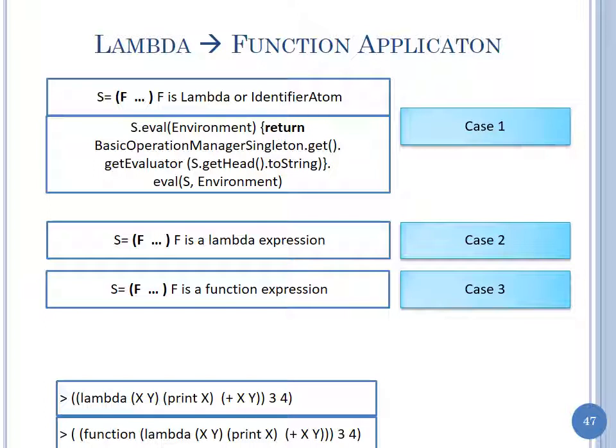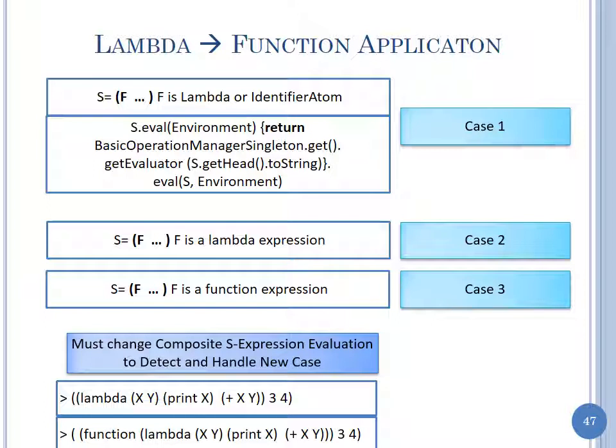So we'll allow something like this: without a func call, just type function lambda and apply it. We'll be able to call the function, just as we do lambda application, we can do a function application. When I tried it in C Lisp, so we must change composite S expression evaluation to detect and handle the new case. This is inconsistent with C Lisp, but we will allow that too.